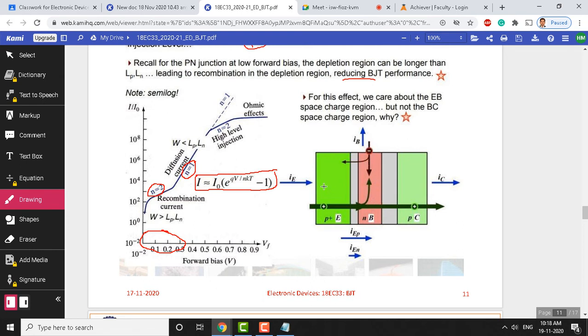Suppose the doping level is 10 to the power of 17 in the emitter and the base is lightly doped, say 10 to the power of 15. Now there is a lot of injection from the emitter to the base, but the equivalent supply of electrons from the base to the emitter is very small. So, at low forward bias voltage, a lot of injection should happen to compensate for the holes injected from the emitter to the base.